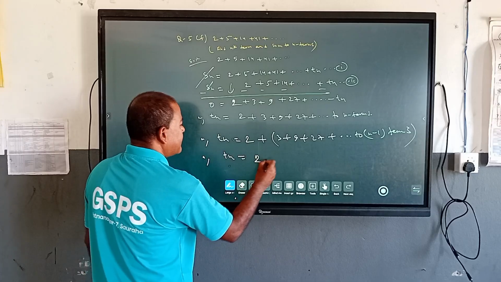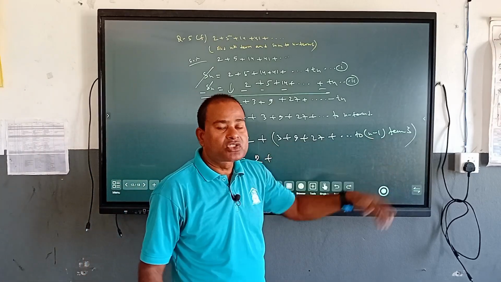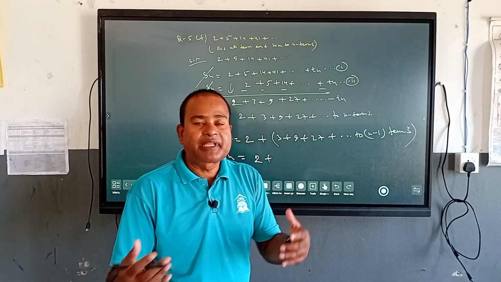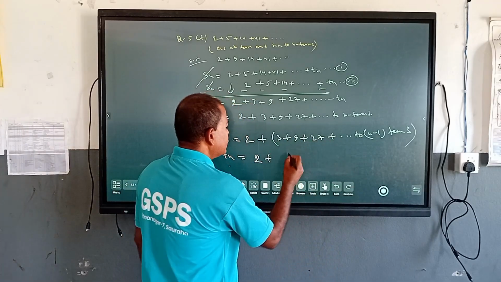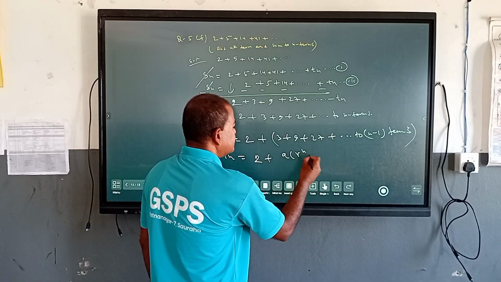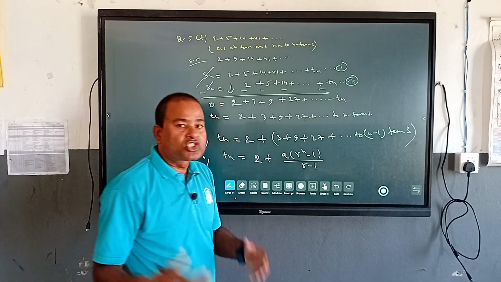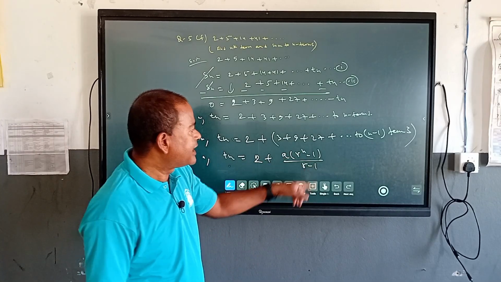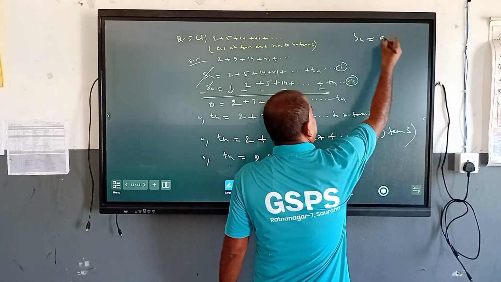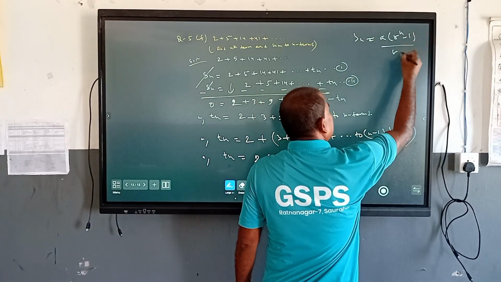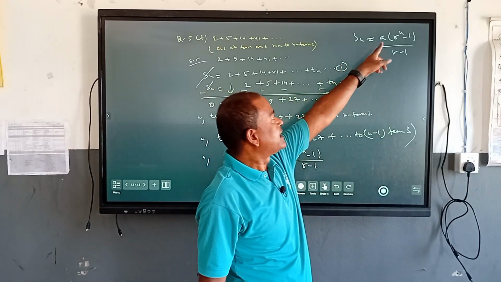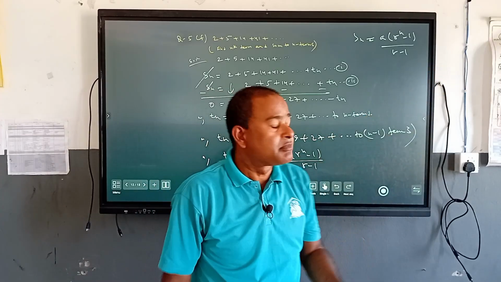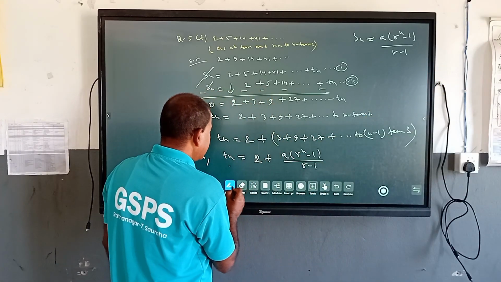Dear students, now we'll apply the formula for the sum of a geometric series, because 3 plus 9 plus 27 plus ... to n minus 1 terms is a geometric series. We know that the sum of a geometric series is given by the formula Sn is equal to a times r to the power n minus 1 divided by r minus 1. So this is the formula to find the sum of a geometric series. So let's put in the values.